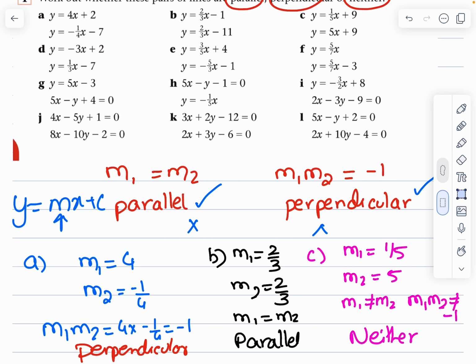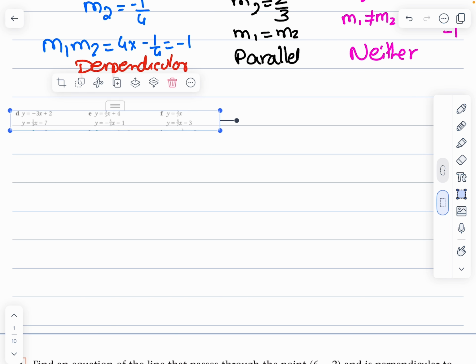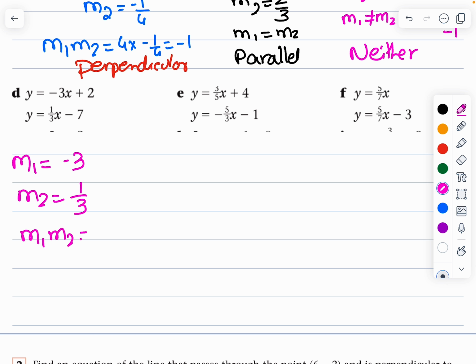Now coming to parts D, E and F. So let me copy that one there and over here D, E and F. In this case m1 equals -3, m2 equals 1 upon 3. When I multiply m1 times m2, -3 times 1 upon 3, which is -1. So therefore they are perpendicular.